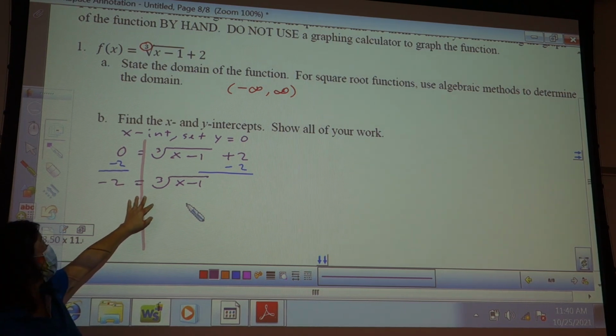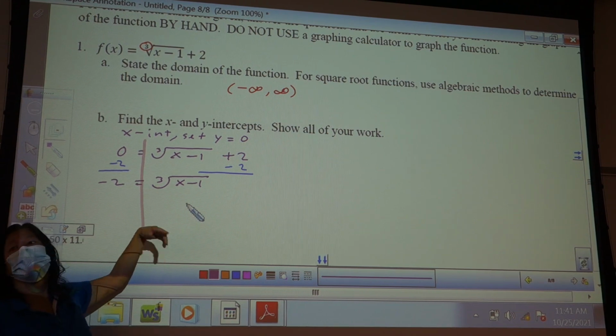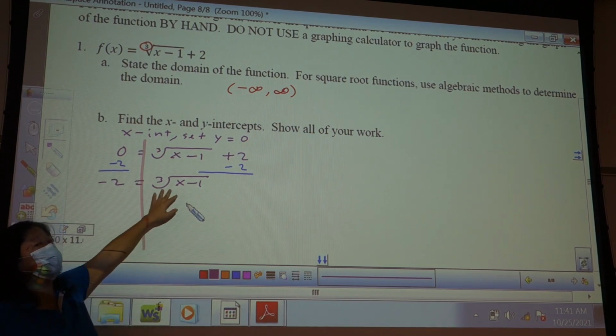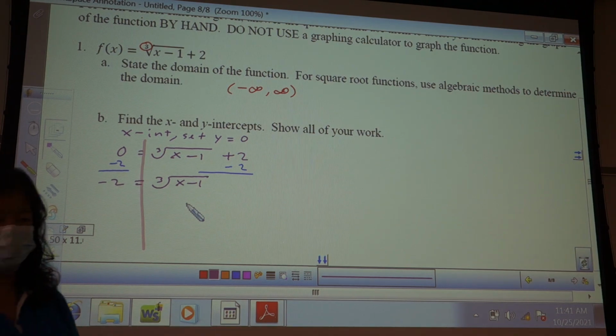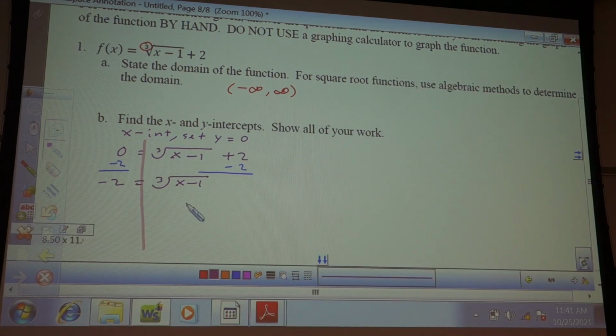Okay, so everybody's at least here? Yes. Okay, so now we have it by itself. What do you do to both sides? You undo the cube root. So everyone undo the cube root. Do whatever you need to do. Yes, we're moving too slow for folks, so we will move right along. Sorry. So here we're going to cube both sides.